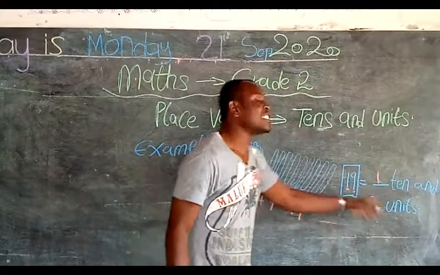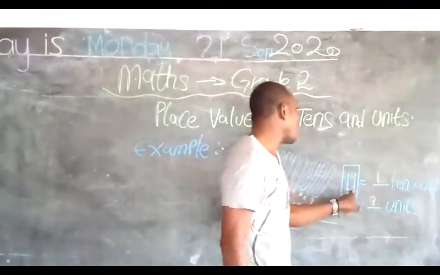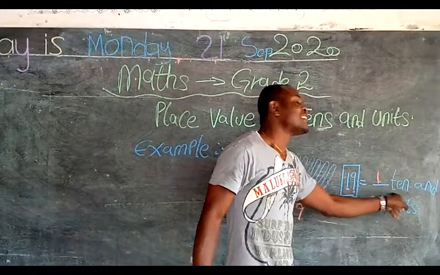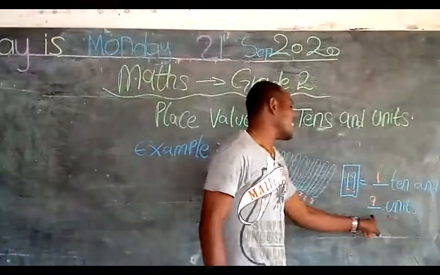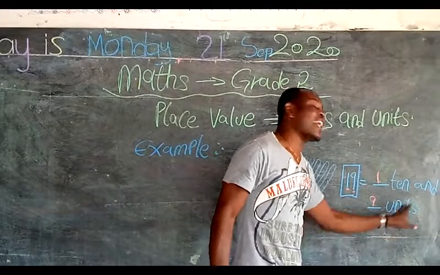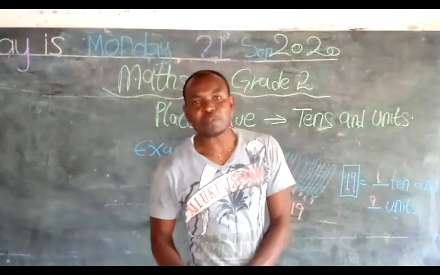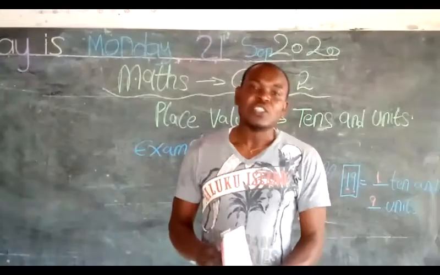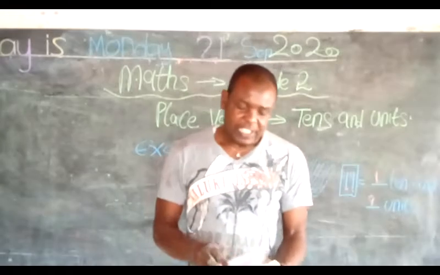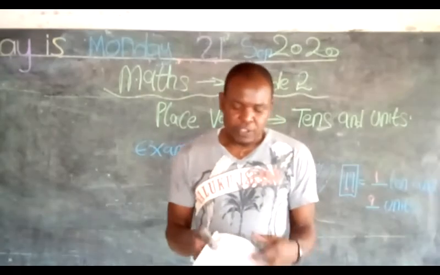Now if you have to arrange it in tens and units, your first number, which is 1, goes under what? Ten. Followed by what? 9. And that gives us what? 1 ten, 9 units. I hope with this brief explanation of mine, you will be able to do your exercise that are given in the book.